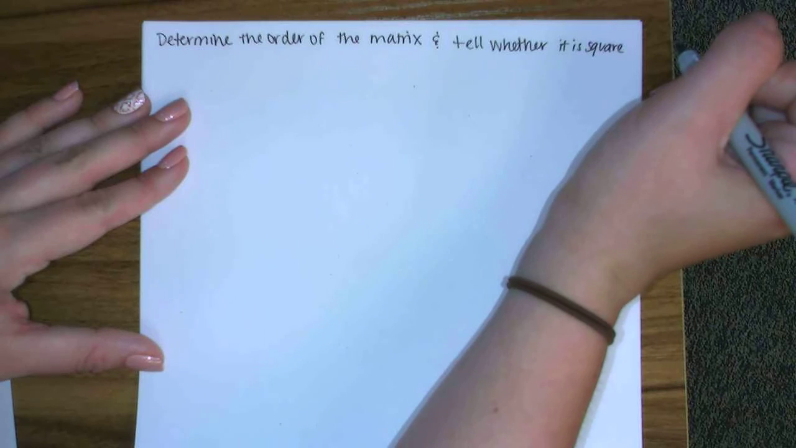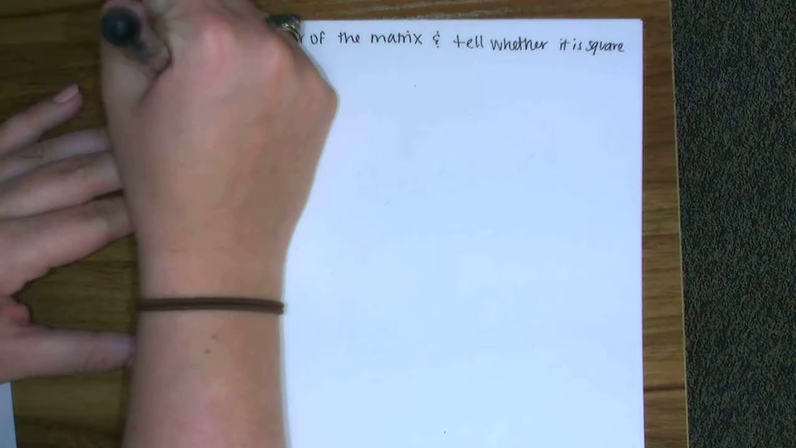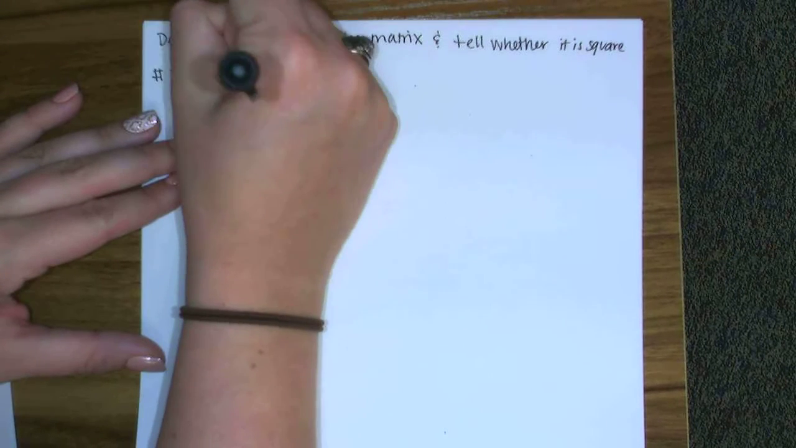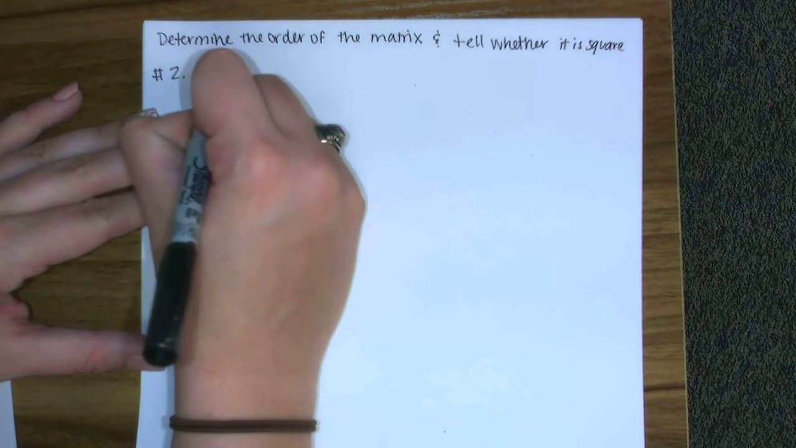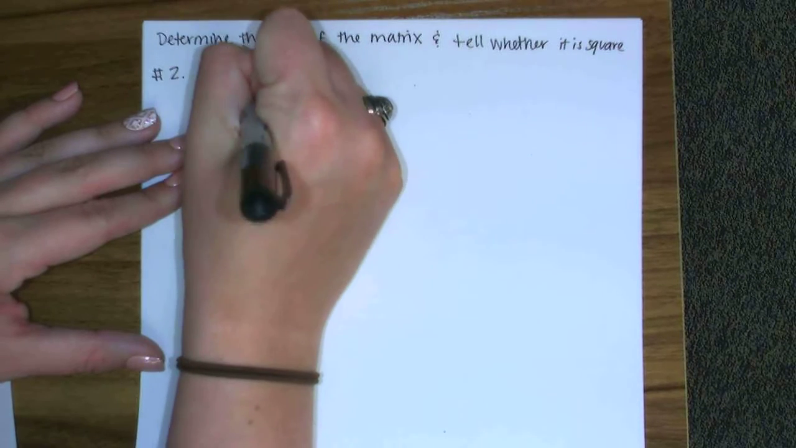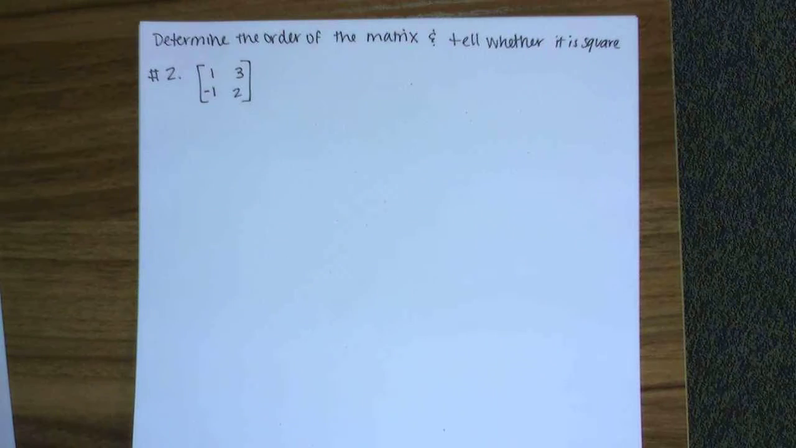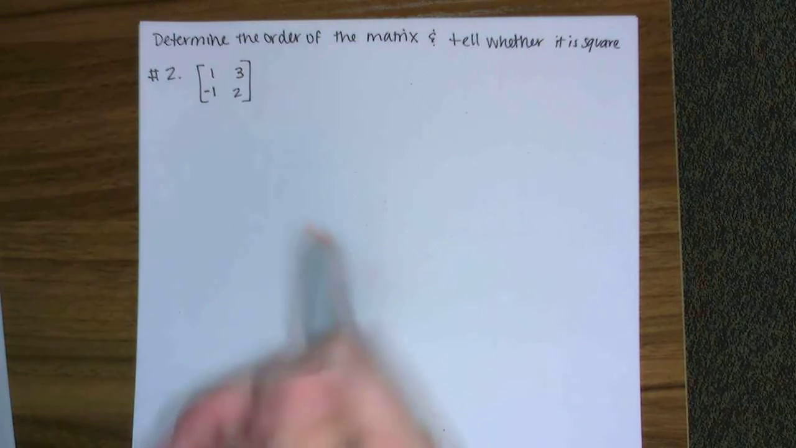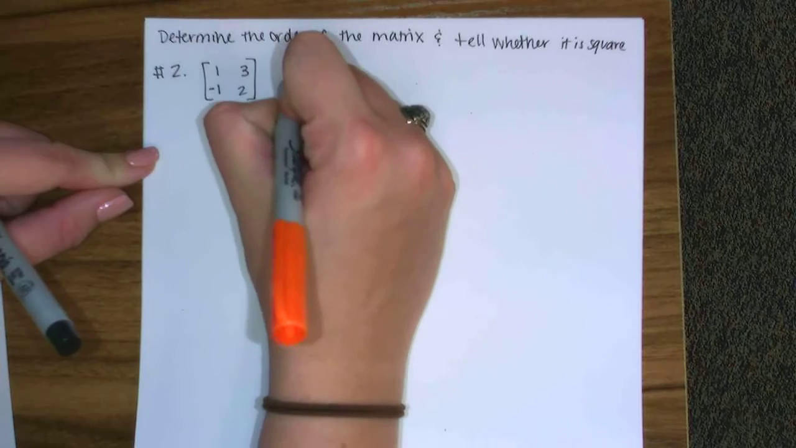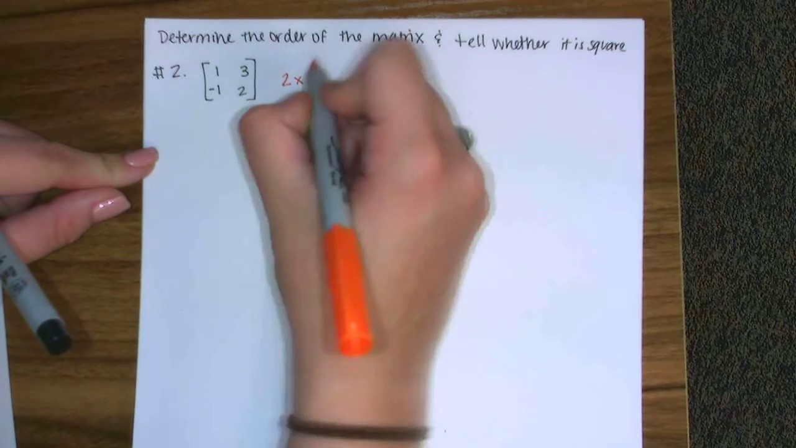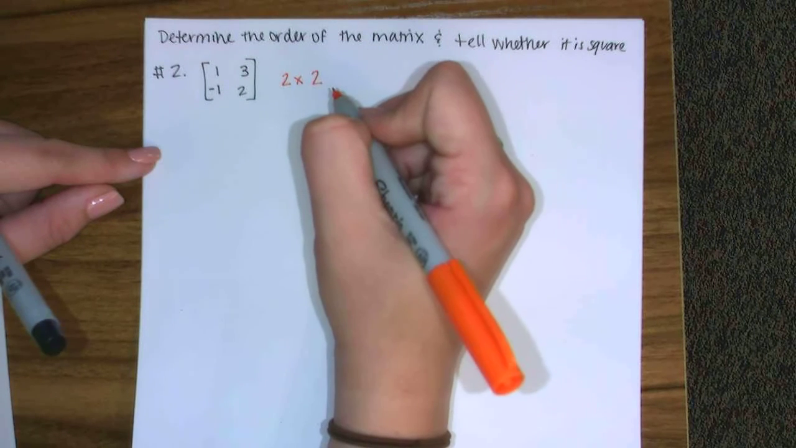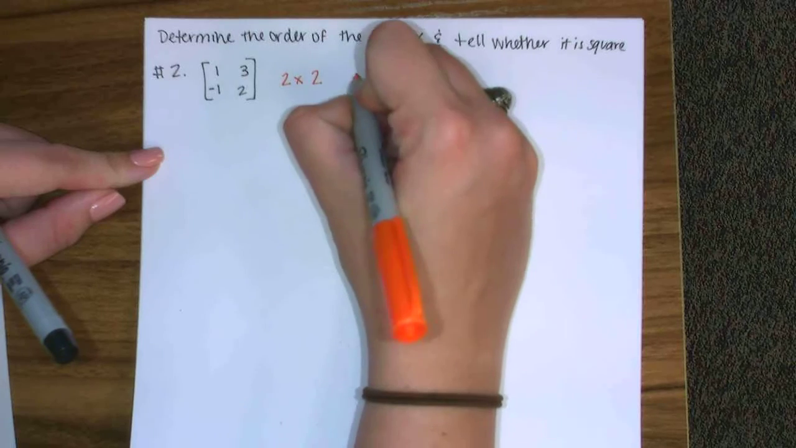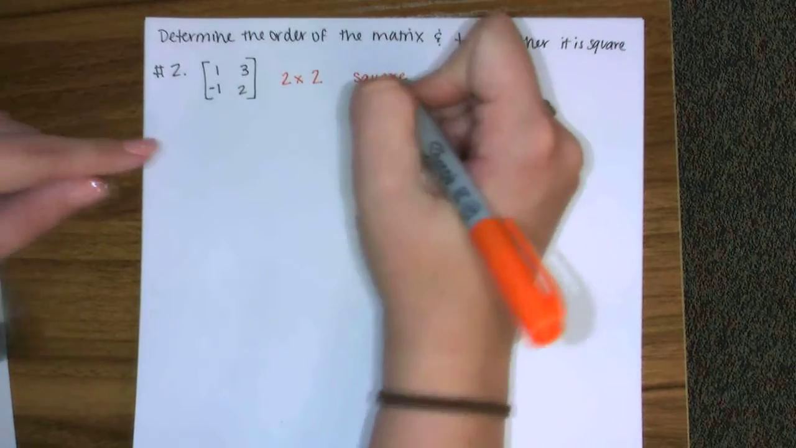So we're going to start with number 2: 1, 3, negative 1, 2. I'll always read the numbers going across and then down. So the order of this one, we go rows and then columns. So 2 rows by 2 columns. Since those are the same, we say that it is a square matrix, or we say that it's square.